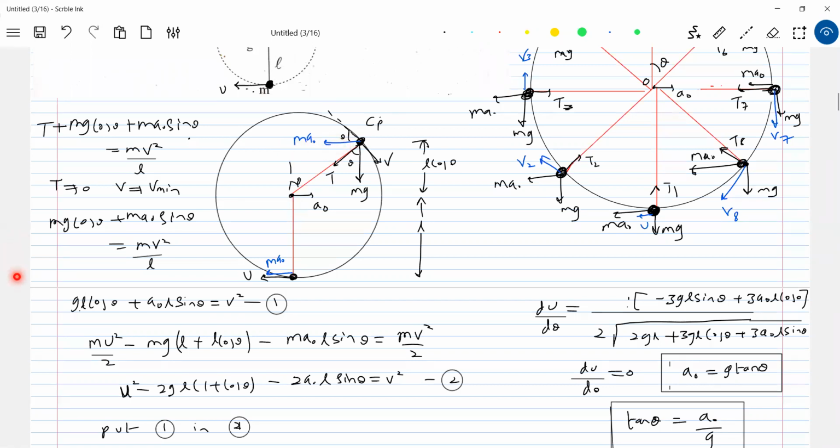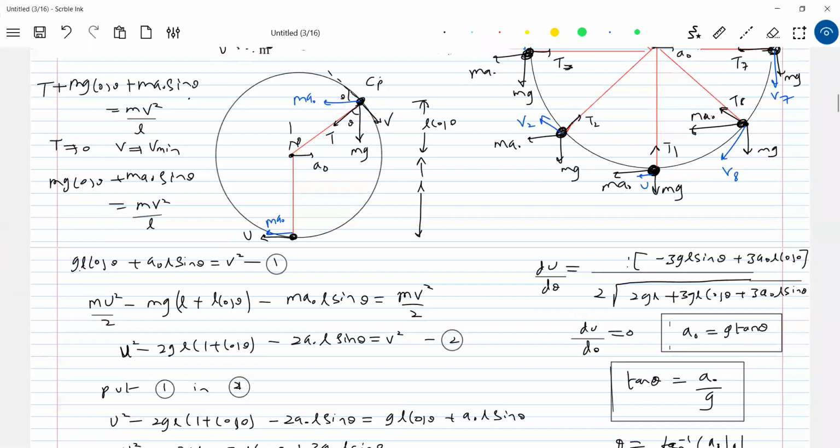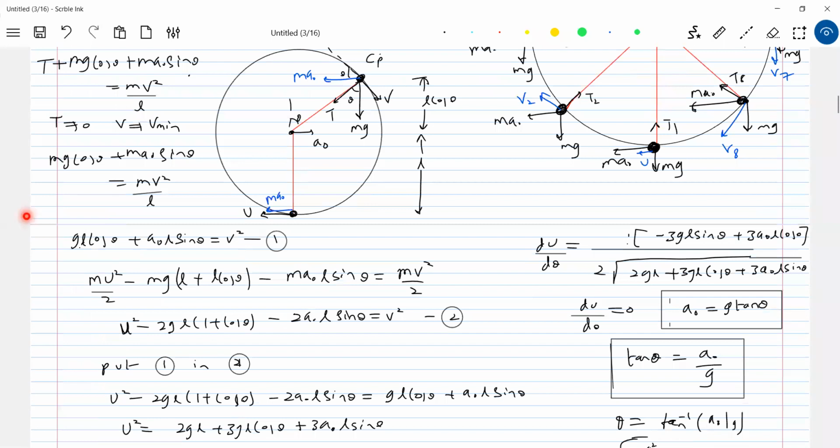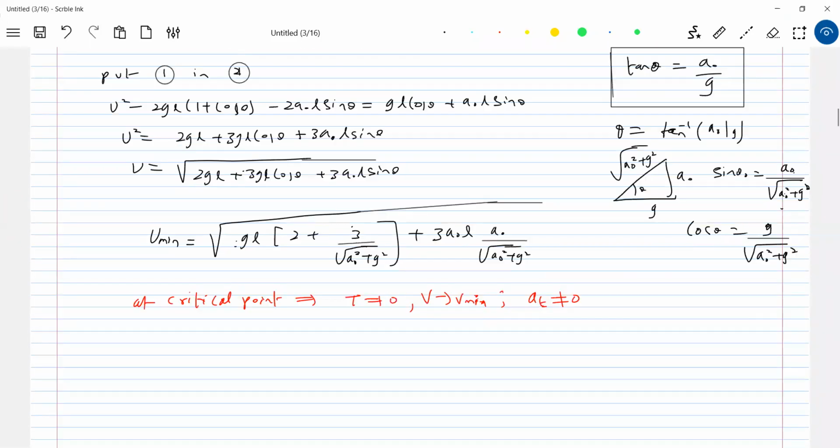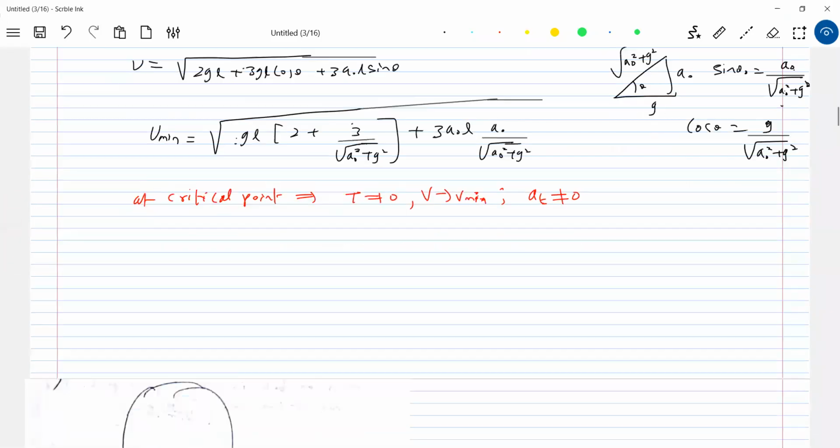Fine. Sir, will you once explain why du by d theta is 0, sir? For minimum, no. To minimize. Because he's asking the minimum velocity, no? Find the minimum velocity that should be imparted to the bob at the lowest point. To check the minimum, what happens? I can differentiate, no, and equate to 0. Already forgot? Okay, sir, understood.